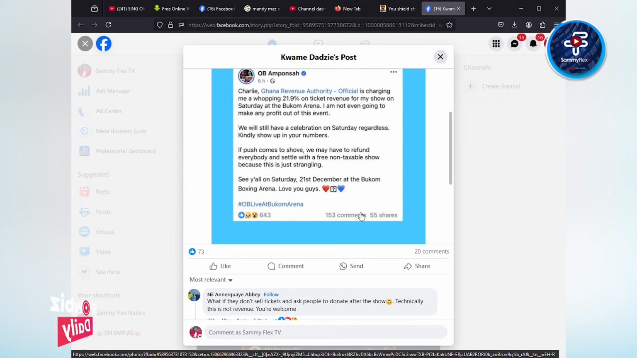Everything you are going to sell, they have 21.9%. And everybody says, no, this is cutthroat. This should not be condoned at all. We should not encourage this. I don't know what my people think. Chabo, come through. Let's think for the event organizers this time.